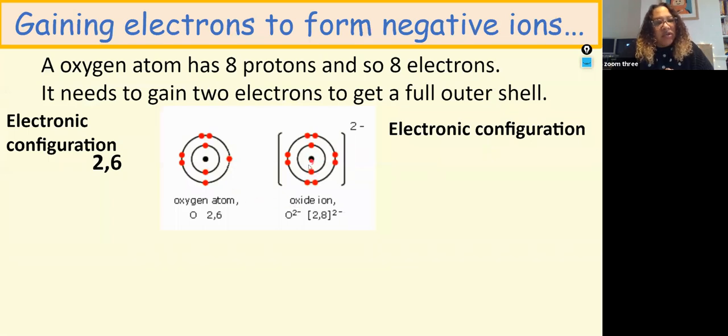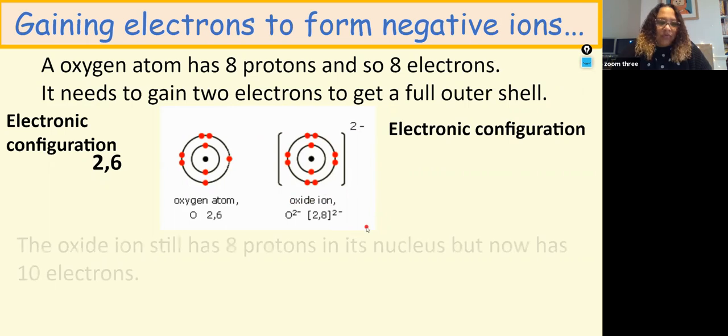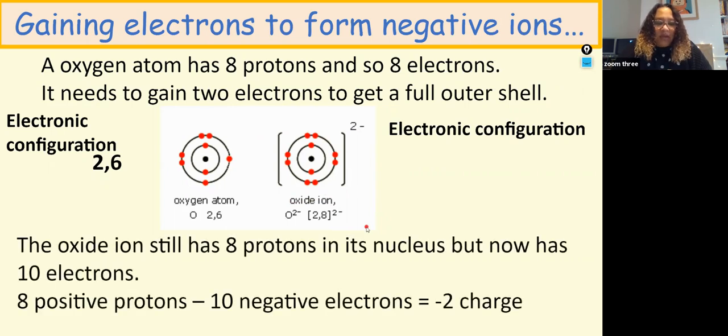So we get an oxide ion. We have gained 2 electrons to fill that outer shell, like the structure of a noble gas. And this time it's a 2- because it's got 2 more electrons, which are negative, compared to its protons. So it's still got its 8 protons, but it's now got extra electrons. So it's got 10 electrons to its 8 protons. So that proton number doesn't change. It tells us what the atom is. It's its ID number. It's the electron number that can change.